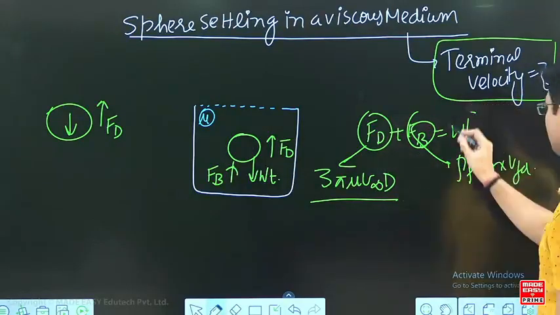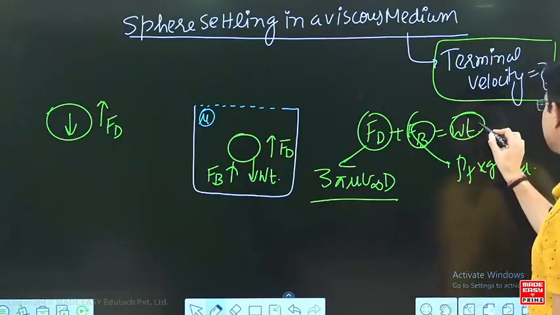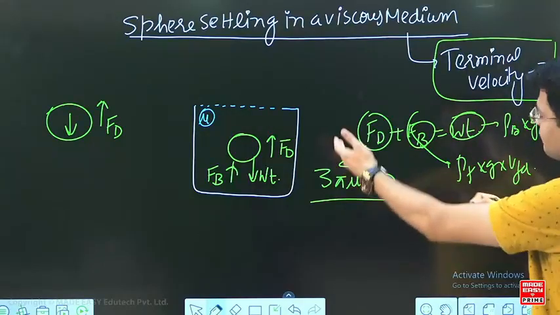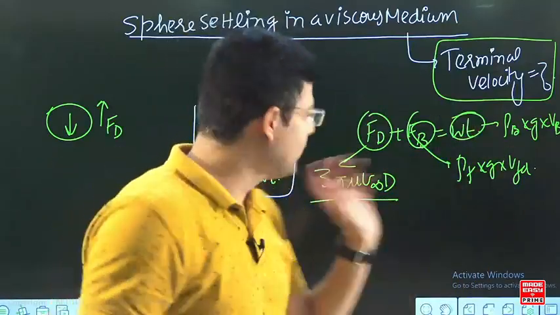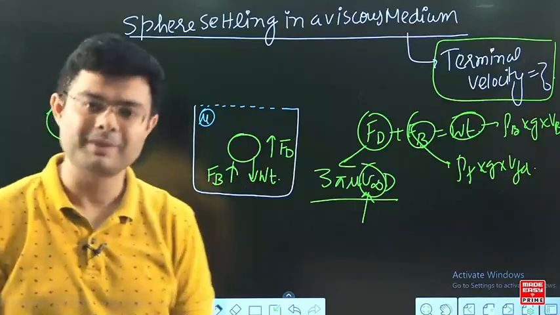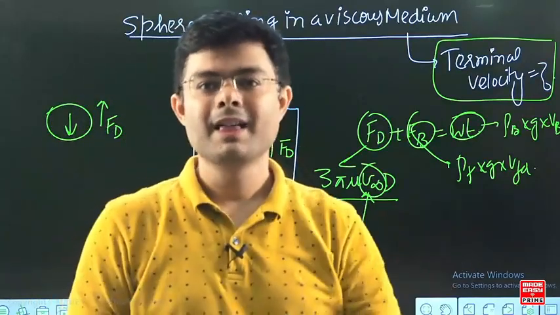Very good. And what is the weight? Weight is again rho of the body into g into volume of the body submerged, which is the volume of the body. So equate all of them. When you equate all of them, find the value of u infinity, and that is the terminal velocity. Already in your printout it has been found.